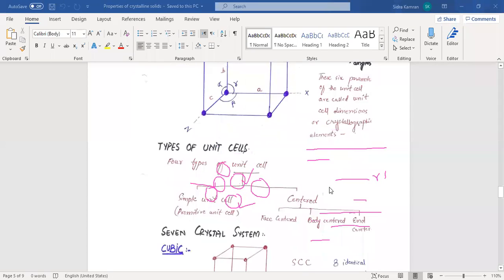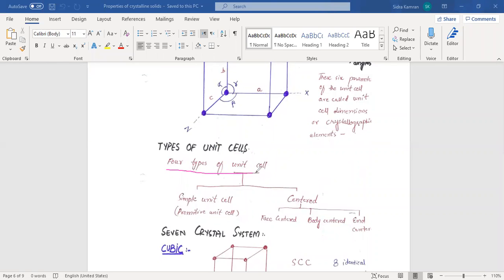There are 4 types of unit cells. These 4 types are basically divided into 2 as simple unit cell and centered. Simple unit cell is also called primitive unit cell and centered unit cell is further divided into 3: face centered, body centered, end centered. Face center is represented as FC, body center is represented as BC, and end center is represented as EC.